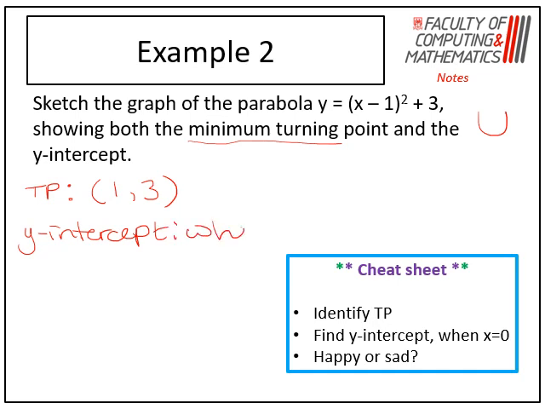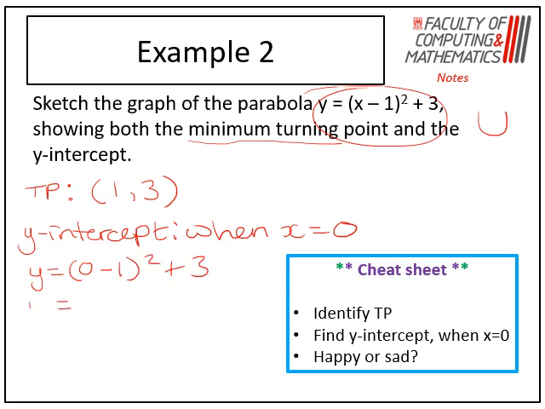To find out what your y-intercept is going to be, you know that that is when x is equal to 0. So in this equation, anywhere you see an x, put the number 0 in. So you're going to have y is equal to (0 take 1) all squared plus 3. So y is equal to negative 1 squared, add 3. So y is equal to 4. Negative 1 squared gives 1, add the 3 makes 4. So therefore your y-intercept has to be (0, 4).